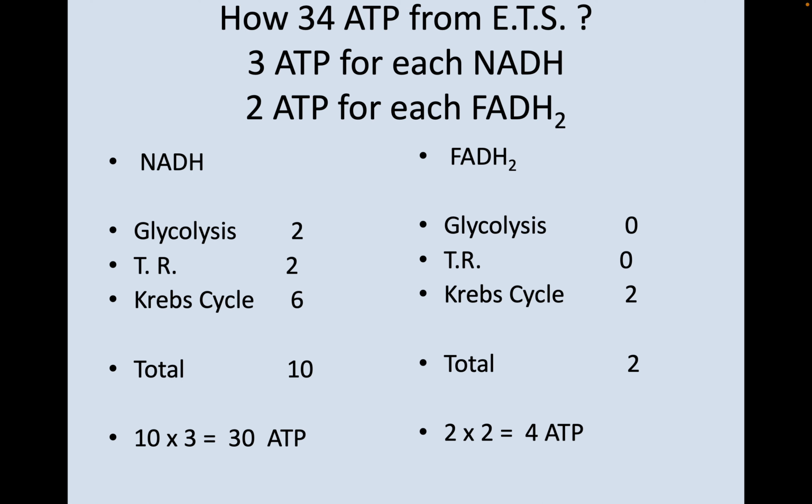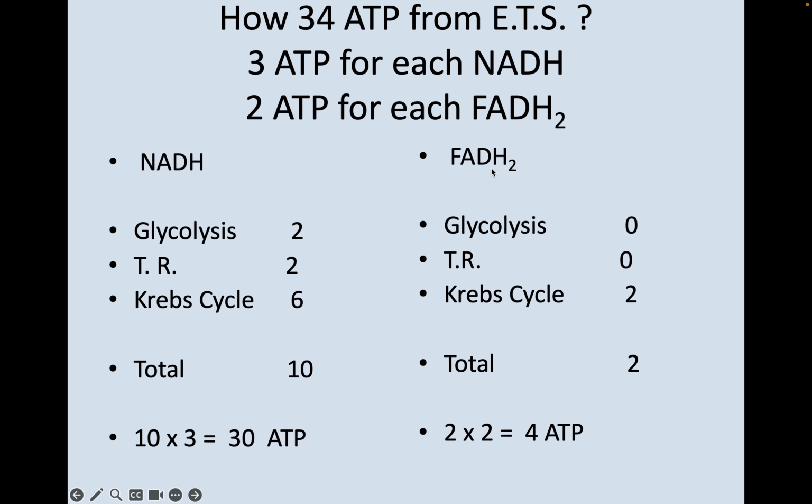All right, so how are 34 ATPs made from the electron transport system? Well, we get 3 ATPs for every NADH and 2 ATPs for every FADH2. So from glycolysis, let's tally them up. We've got NADH here on the left. Glycolysis makes 2. The transition reactions make 2 NADH. The Krebs cycle produces 6. So we have a total of 10 NADH. 10 times 3 gives 30 ATP total for all 3 processes.